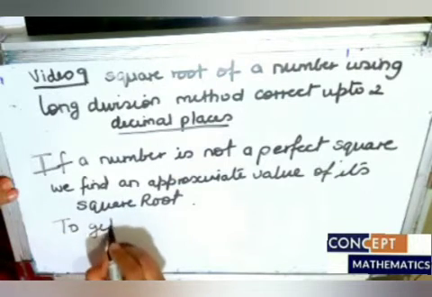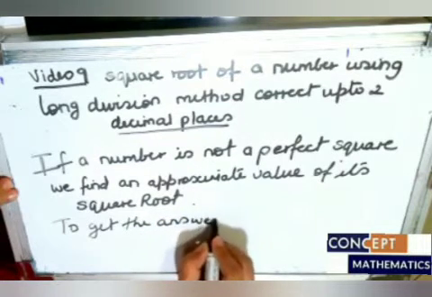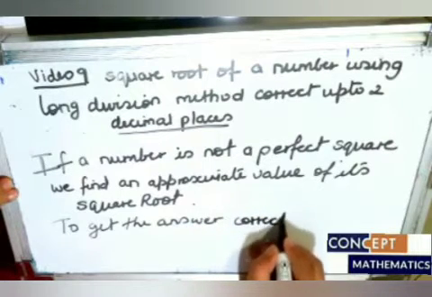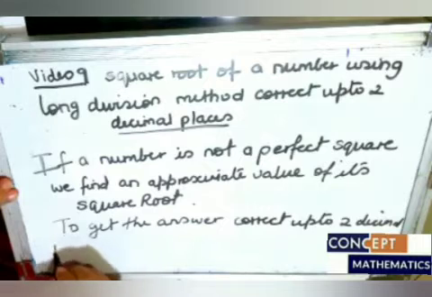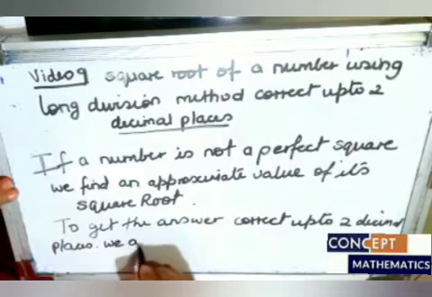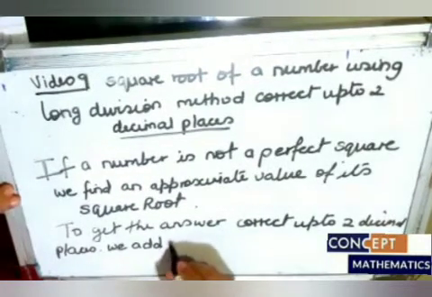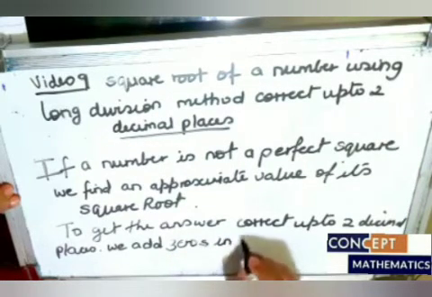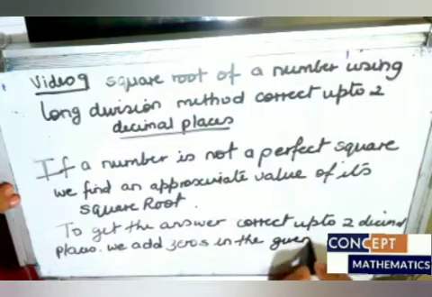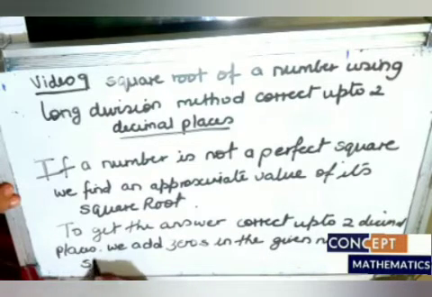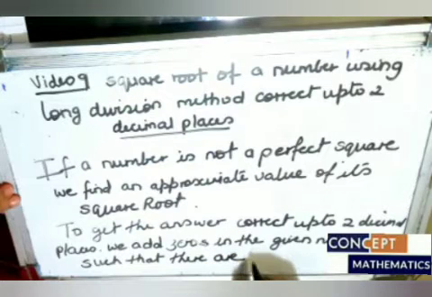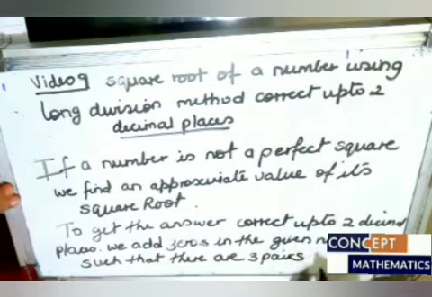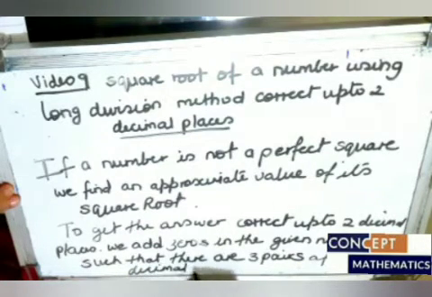And to get the answer correct up to 2 decimal places, we add zeros in the given number such that there are 3 pairs after the decimal point.